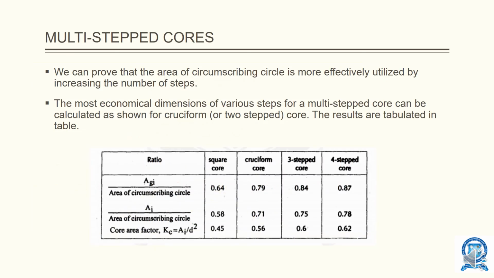Here I have compared the various ratios for square core, circular core as well as 3-stepped and 4-stepped cores. This comparison chart is used for design parameters. We can see that the area of the circumscribing circle is most effectively utilized for the stepped core. By increasing the steps, you can see the ratio increases. For the square it is 0.6, while for the 4-stepped core it is 0.87, so it is in increasing order. By increasing the number of steps, you can use the core area more effectively. The most economical dimensions of the various steps for a multi-stepped core can be calculated by using this table. Thank you.